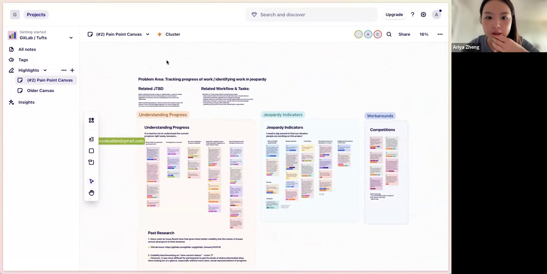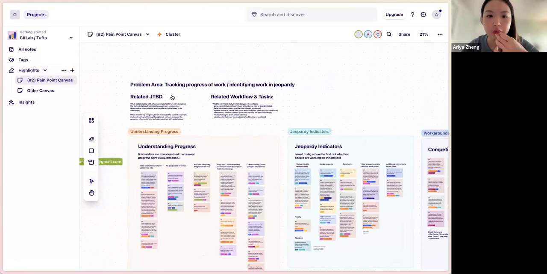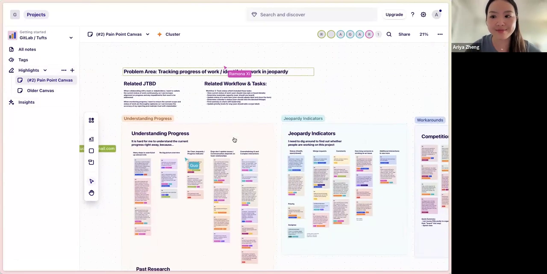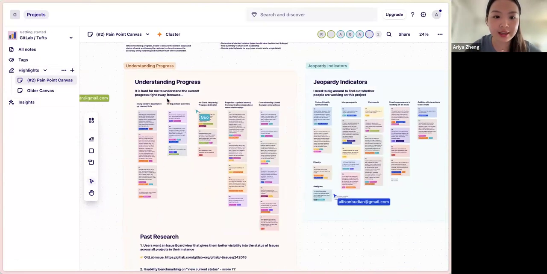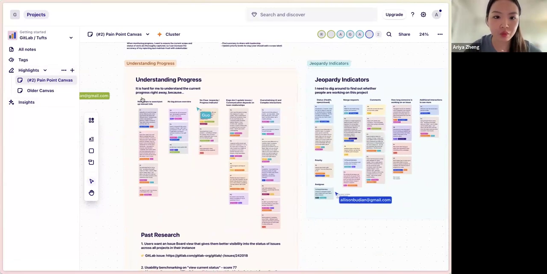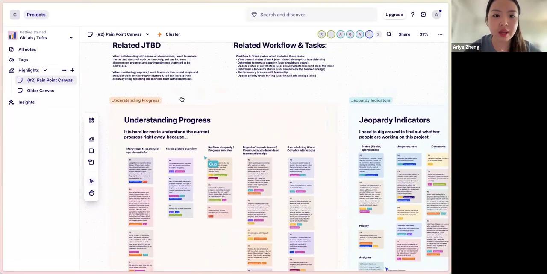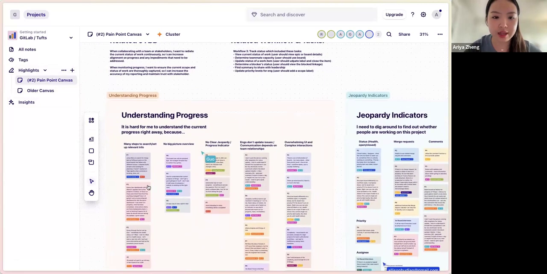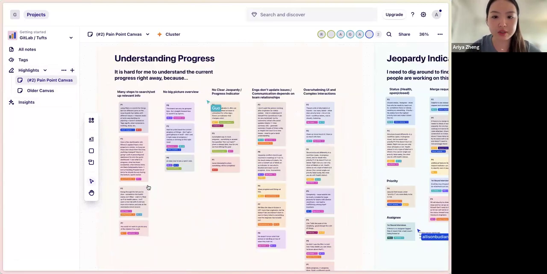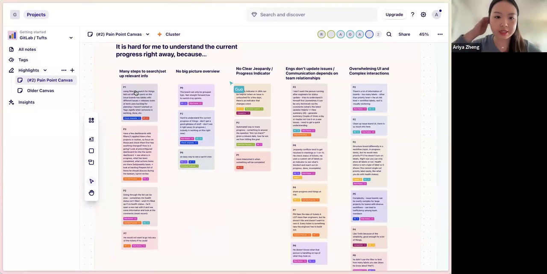In our last meeting, we all decided that we want to focus on the track progress of work part out of all the themes that we mentioned earlier, because we did a blind vote and it turns out that's what we found to be most impactful. But definitely let us know if you think otherwise. We broke it down: it is hard for them to understand the current progress right away, and what the reason is. We grouped similar tickets together for the reasons why it's hard for people to identify work that's in jeopardy.